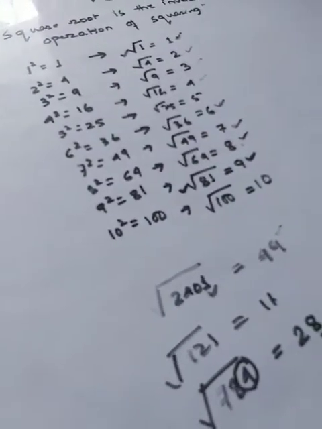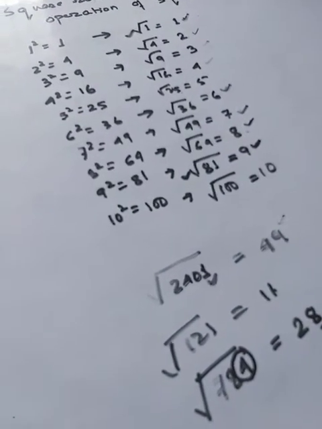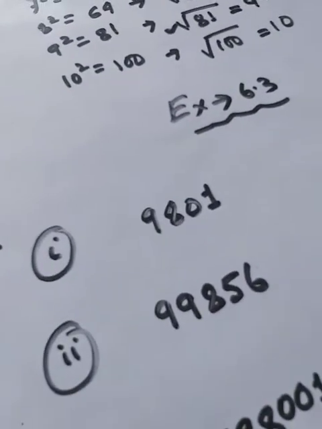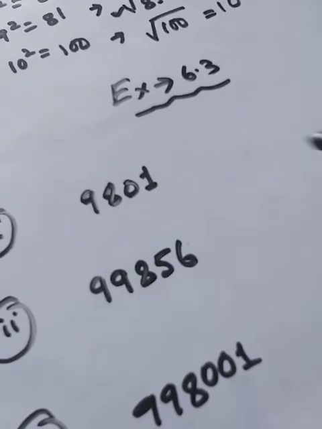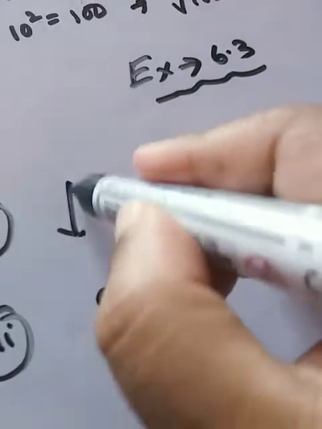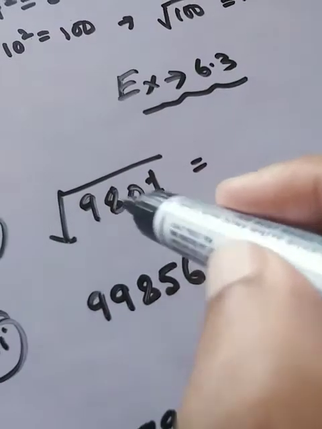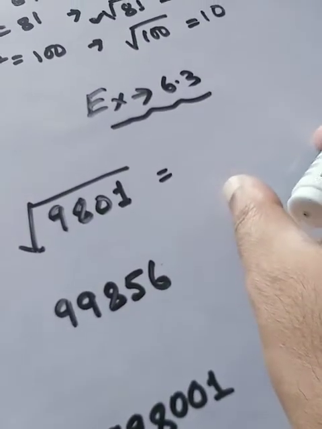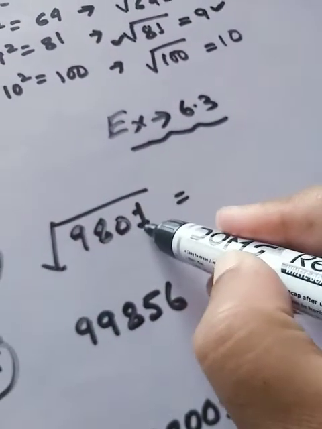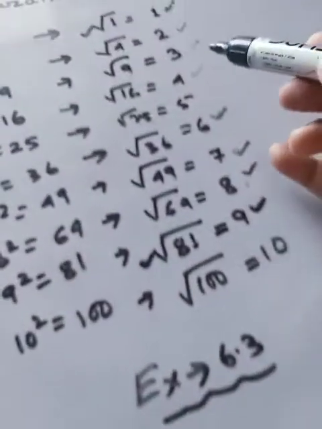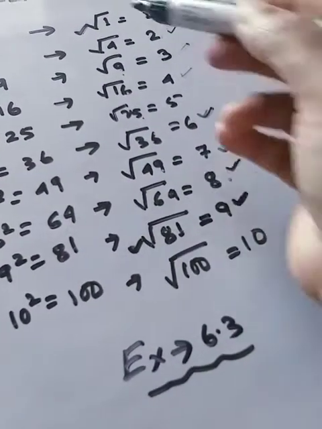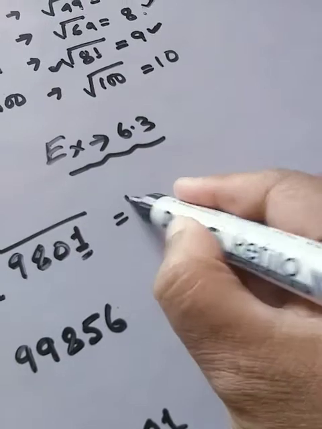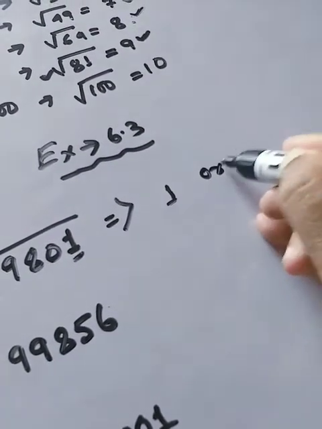Okay, so let's do the first sum of exercise 6.3. Yes, this is question number 1. In this question, we have to see what would be the unit digit of the square root of the following numbers. What is the unit digit of this particular number? 1. I said the number which carries 1 as a unit digit, the square root could end with either 1 or 9. So you will just say 1 or 9.